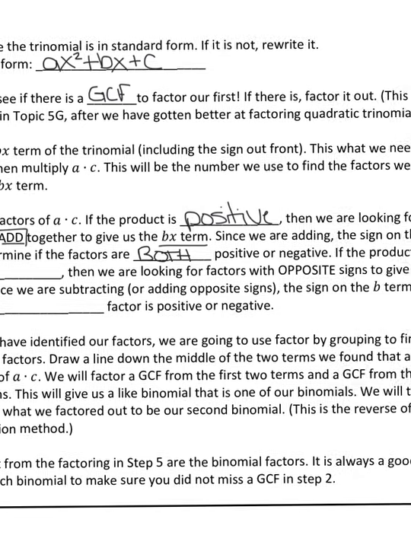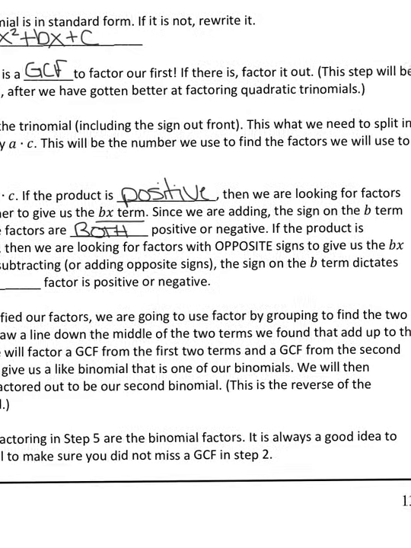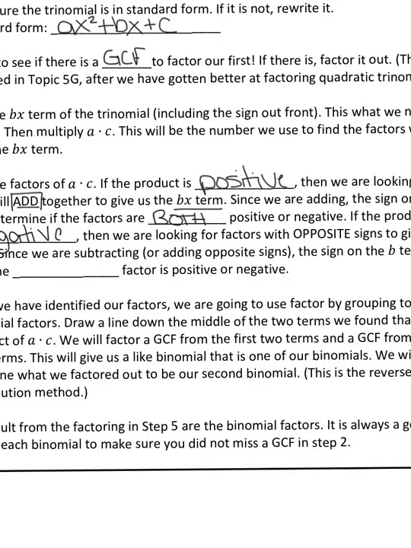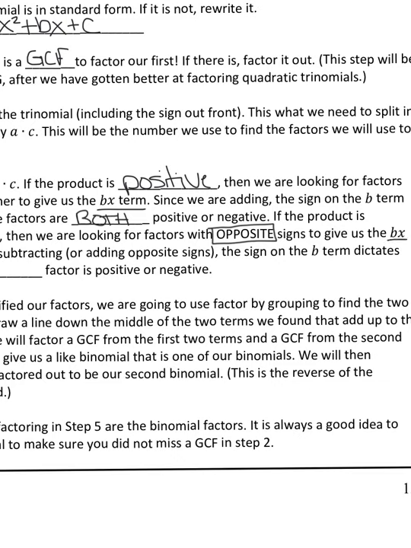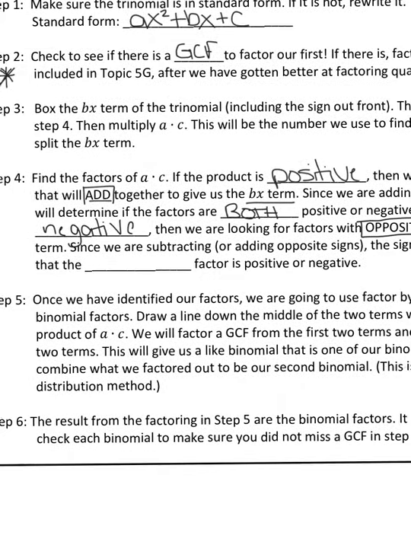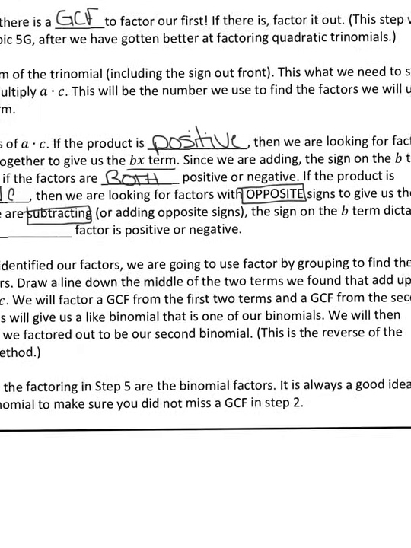Our example here, if the product is negative, this is what we're going to be working on right now to finish up this problem. So if the product is negative, then we are looking for factors with opposite signs to give us that bx term, right? We're looking for opposite signs this time to give us that bx term. We want the signs to be opposite because if the signs are opposite, then we are going to subtract.